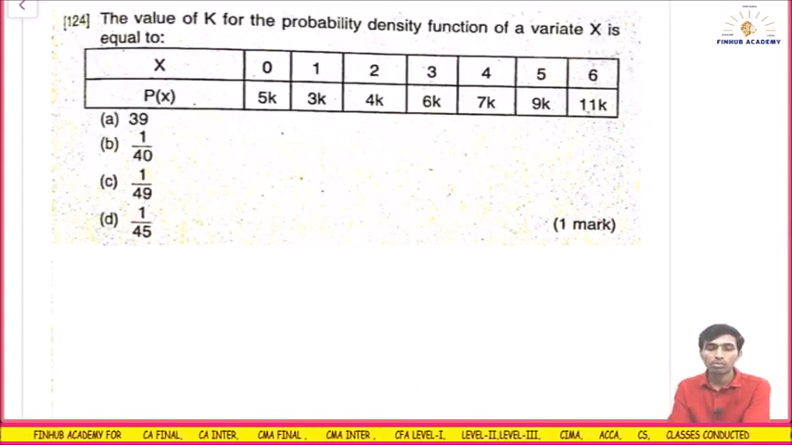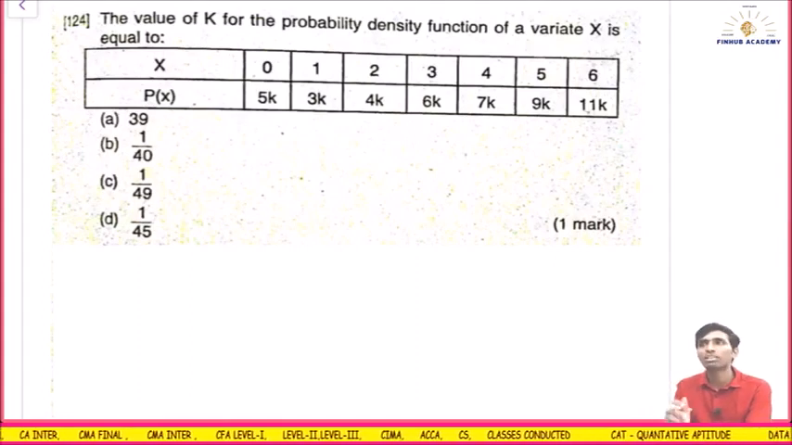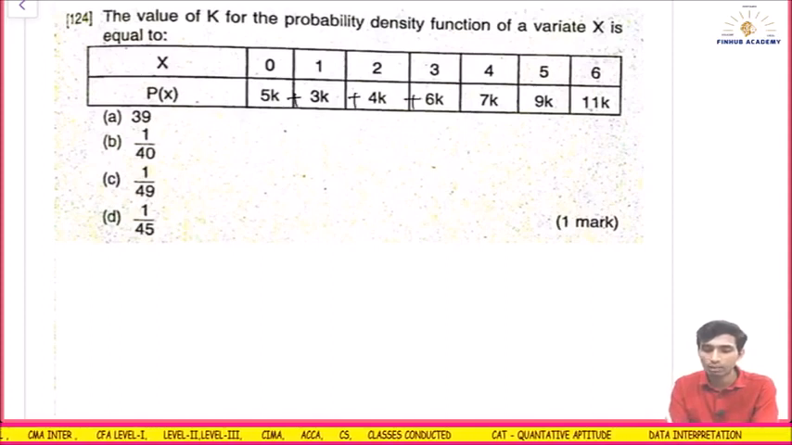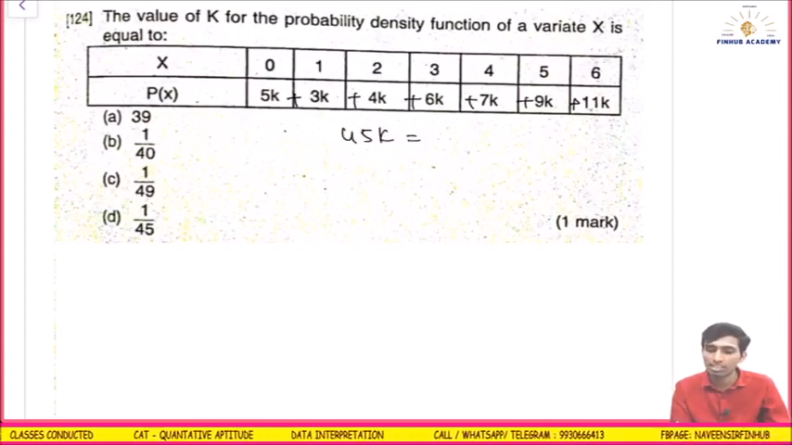The probability of 0 is 5k, 1 is 3k, 2 is 4k, 3 is 6k, 4 is 7k. So they have given the probability. We know that the sum of the probability should be 1. So I will add all this: 8, 8, 12, 18, 18 plus 7 is 25, 25 plus 20 is 45. So 45k is equal to 1. The sum of the probability needs to be 1. So k is equal to how much? 1 by 45.